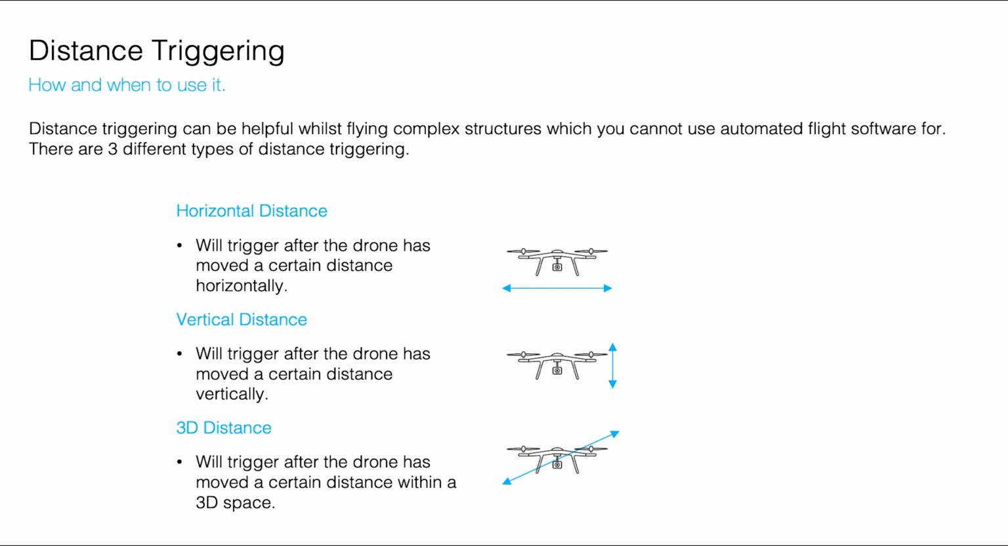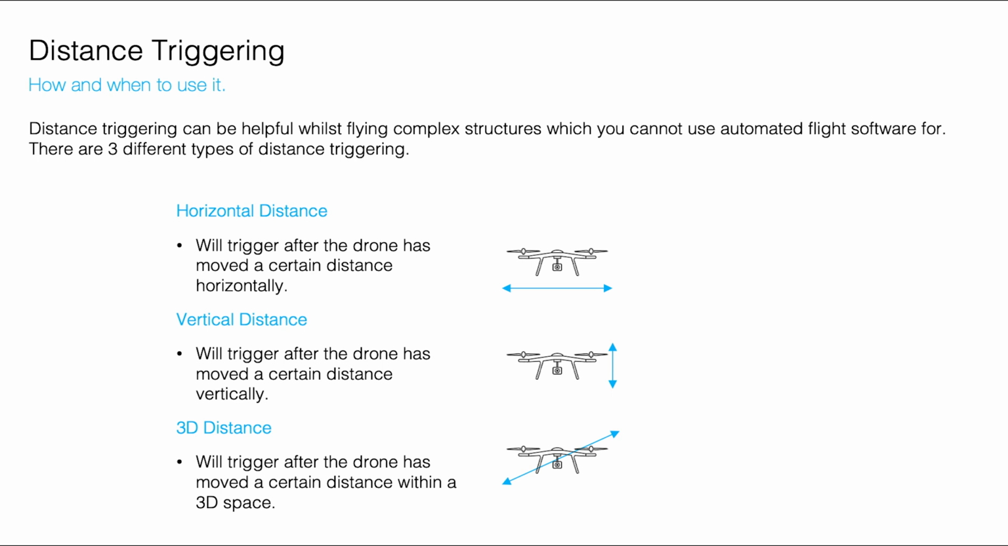There are 3 different methods for this. Horizontal distance, where it will capture an image on a predefined horizontal distance. Vertical distance will trigger after the drone has moved a certain distance vertically. Finally, we have 3D distance. This will trigger after the drone has moved a certain distance within a 3D space, so either horizontal, vertically, or a combination of both.